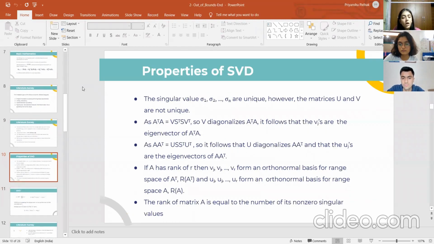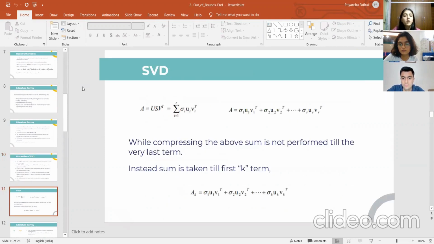Next slide. So these are some properties of SVD. Next slide. So A is equal to U into S into V transpose. So we are multiplying each matrix which has rank of R to get an image matrix, but in the compressed image, we are taking the value as K instead of R, such that K is less than R. So this is how it looks after taking K. And next slide.